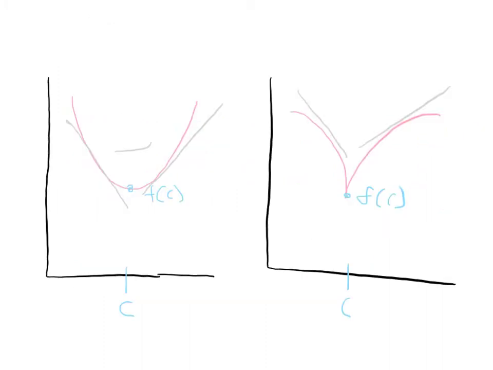Here are some examples. These are both minimums as the slope goes from negative to positive. This is also a minimum going from negative to positive.